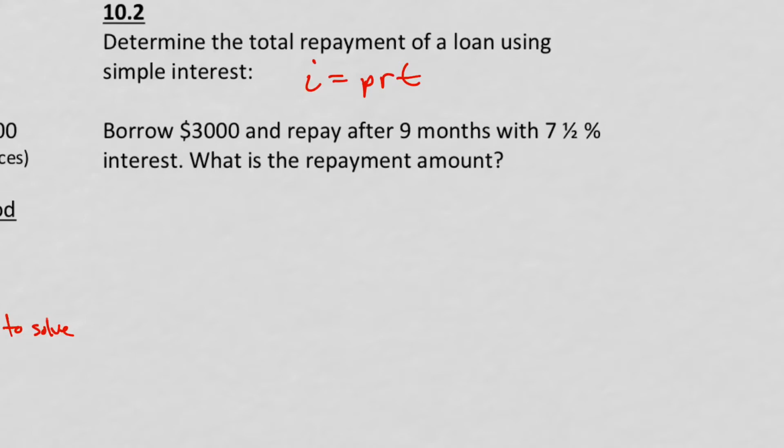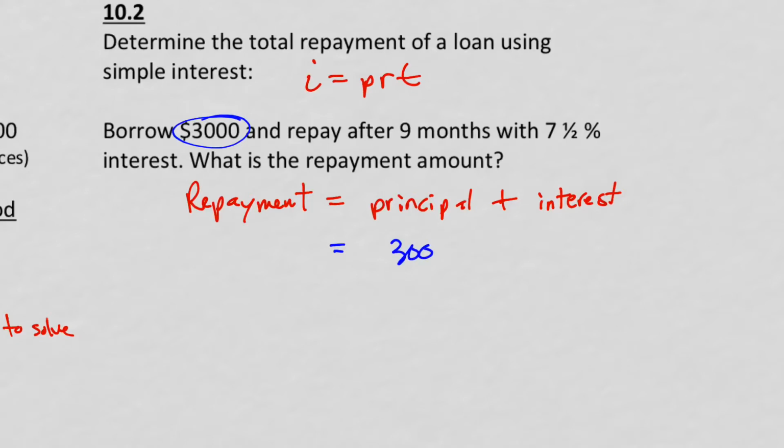So repayment is going to equal the principal, what you borrowed, plus the interest, okay? So we know we're going to borrow 3,000. And then how much is the charge for borrowing that for 9 months at this rate? So we're going to calculate the simple interest up here.